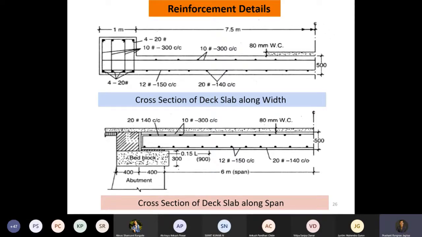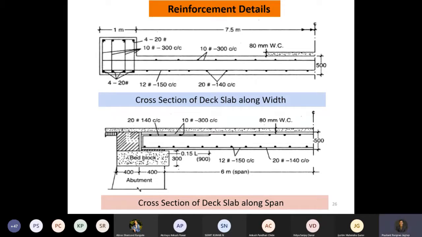So these details we have to provide in the steel in the bridge. See this cross section of the deck slab along width, and cross section of the deck slab along span. We have 20 mm diameter bars at 140 mm center to center, distribution steel 12 mm diameter bars at 150 mm center to center. At the footpath, we have provided 4 bars of 20 mm diameter at bottom and 4 bars of 20 mm diameter at top. They are connected with 10 mm diameter rings at 300 mm center to center. To avoid shrinkage cracks, we have to provide additional steel as 10 mm diameter bars at 300 mm center to center at the top in both ways. We have 80 mm bearing coat, 500 mm depth of the slab, width of the slab is 7.5 meter and width of the footpath is 1 meter. This is the cross section of the deck slab along width and along span.